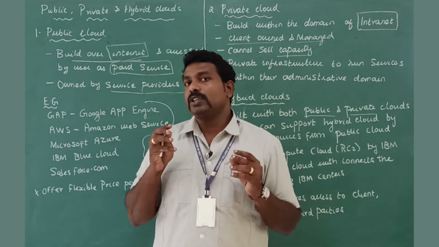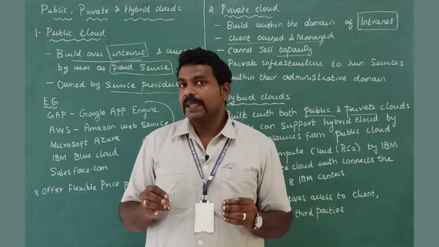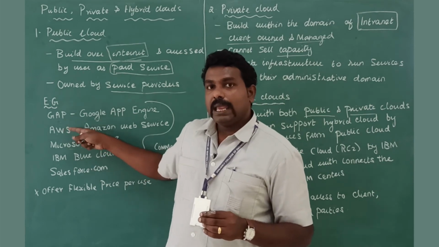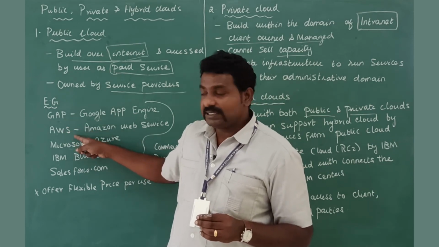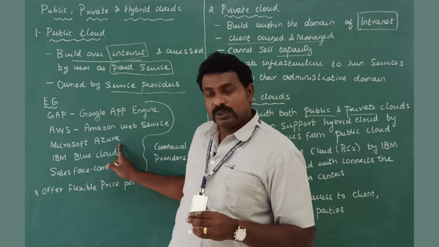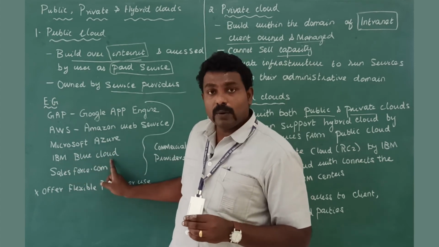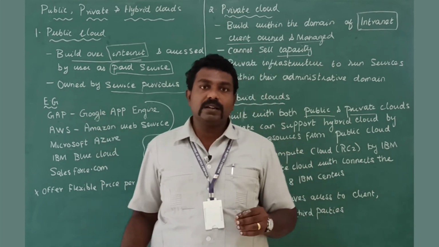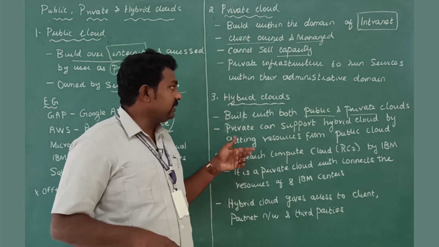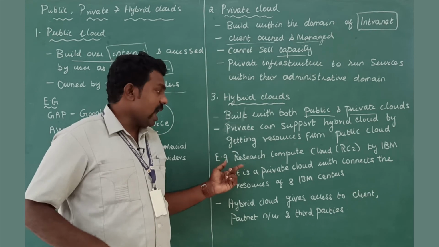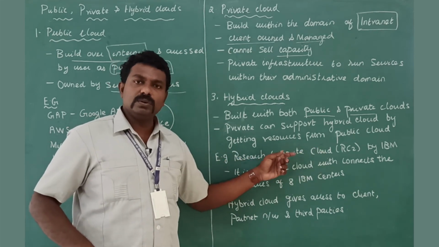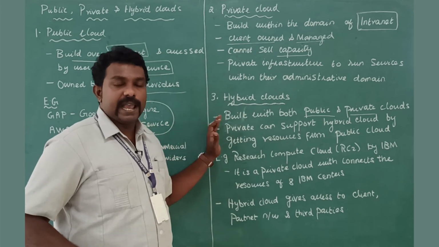I have also taught you some of the clouds today. Some of the public clouds are GAP, Google App Engine, AWS, Amazon Web Services, Microsoft's Azure, then IBM's Blue Cloud, and Salesforce.com. So these are some of the public clouds, and I have taught you about the hybrid cloud, that is RC2, Research Compute Cloud. RC2 is an example of a hybrid cloud.